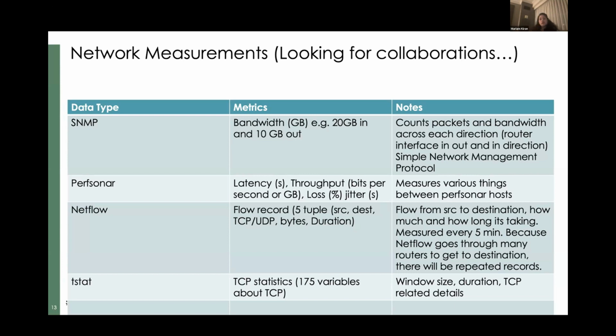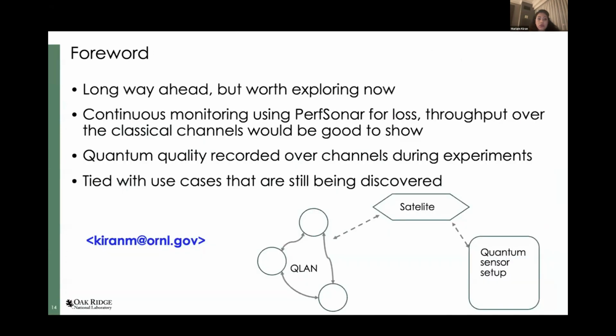They don't do continuous monitoring of a network, because they just turn it on when they do their experiments and turn it off. But if we want to really realize this quantum network, you can imagine this is going to be on all the time, like our wide area networks. So what are the monitoring things which we need to be looking at in a quantum world is interesting for us as well. There is a lot worth exploring over here. Continuous monitoring using perfSONAR for loss: we could reuse some of the stuff which we are doing in the classical world in the quantum world.